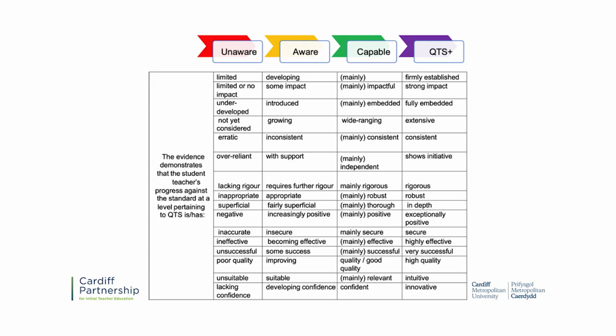But then as we look to the aware column, you can see words like developing, inconsistent, with support, improving, some success. And so this is the thought process that you're going to be going through at this point. Was that technique that they tried unsuccessful, or actually did they have some success with it? Did they try doing a little bit of questioning? And actually they weren't mainly successful with that, but there was some success. They ascertained some information about the learning that had happened. Not as much perhaps as you would expect from a qualified teacher, but you can see that they're aware of that technique and they're starting to have some success with it.